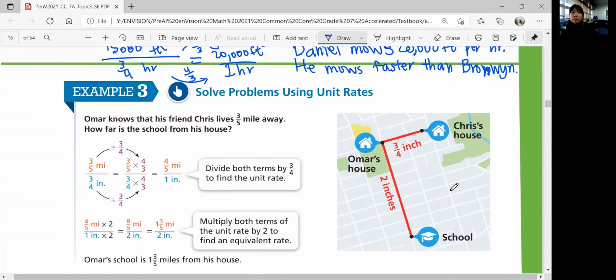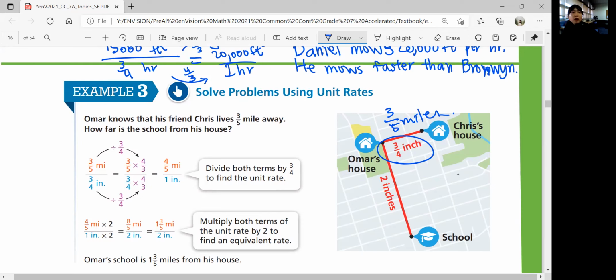All right, let's look at example 3. Solve problems using unit rates. Omar knows that his friend Chris lives 3/5 mile away. How far is the school from his house? So this is a map. 3/4 inch represents 3/5 miles. Okay. So then looking at this proportion relationship ratio, how can we figure out the actual miles from Omar's house to the school when the map says it's 2 inches?